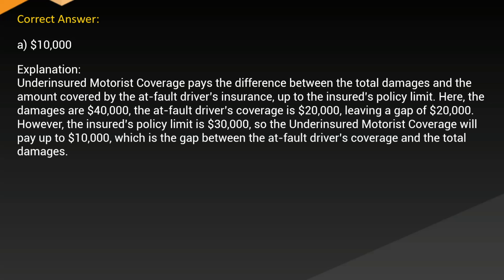Correct answer A. $10,000. Explanation. Underinsured motorist coverage pays the difference between the total damages and the amount covered by the at-fault driver's insurance, up to the insured's policy limit. Here, the damages are $40,000. The at-fault driver's coverage is $20,000, leaving a gap of $20,000. However, the insured's policy limit is $30,000, so the underinsured motorist coverage will pay up to $10,000, which is the gap between the at-fault driver's coverage and the total damages.